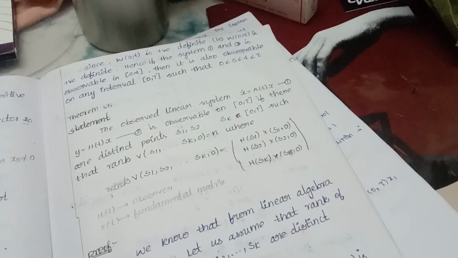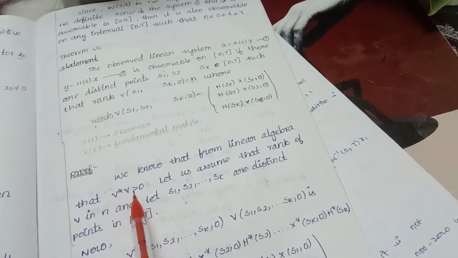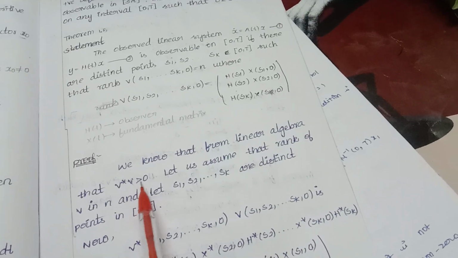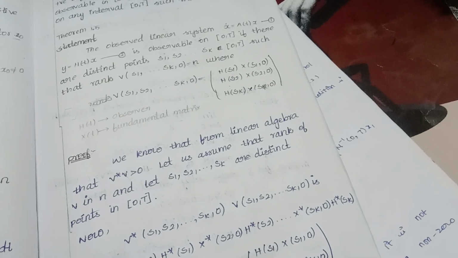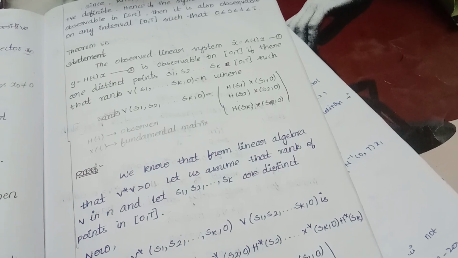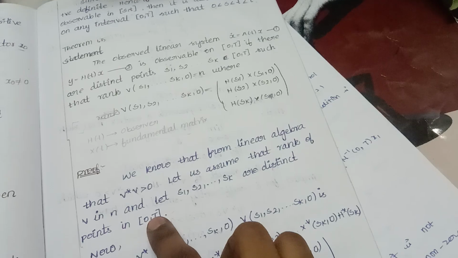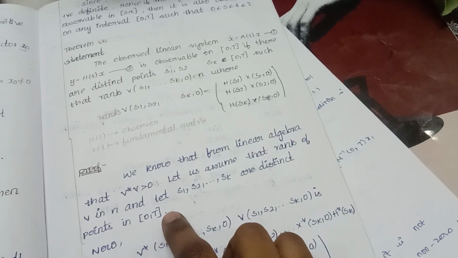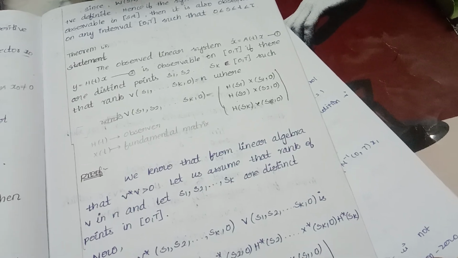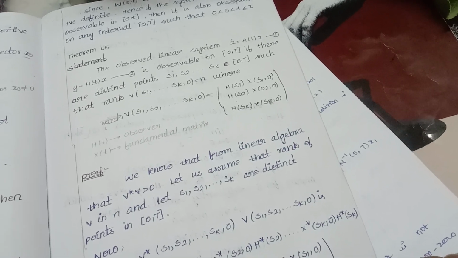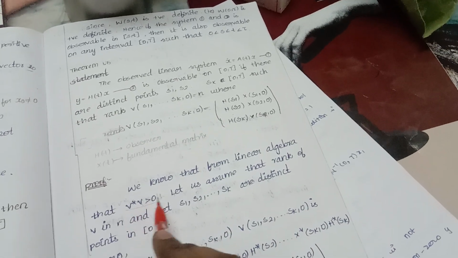For that we know from linear algebra that V star V is always greater than or equal to 0, because it is positive definite, a quadratic form. So let us assume the rank of V is n, such that k distinct points occur in the interval [0, T]. We assume that the rank of V is n and there are k distinct points in the interval [0, T]. For that we know that V star V is greater than 0.